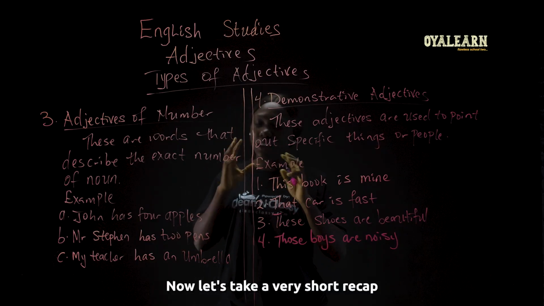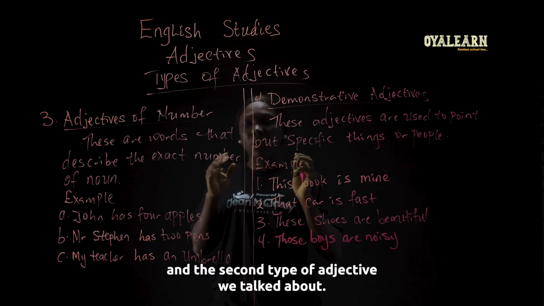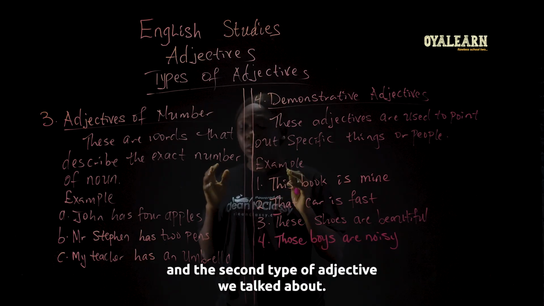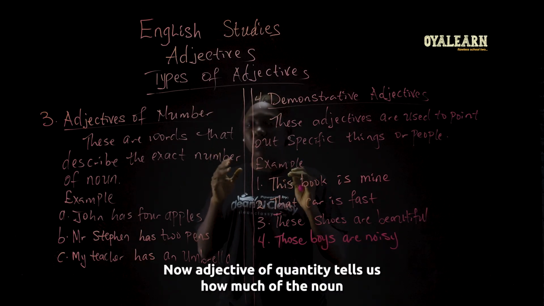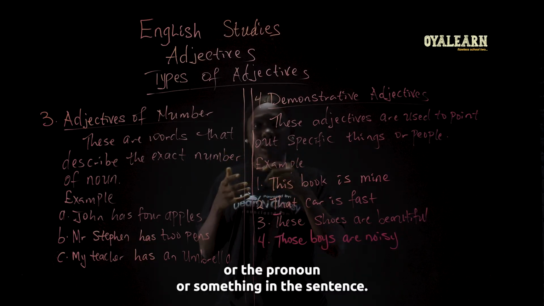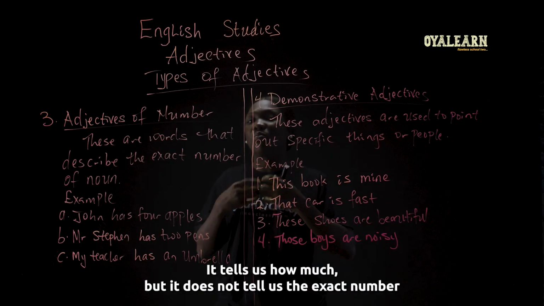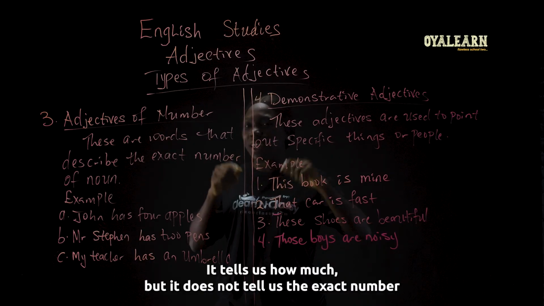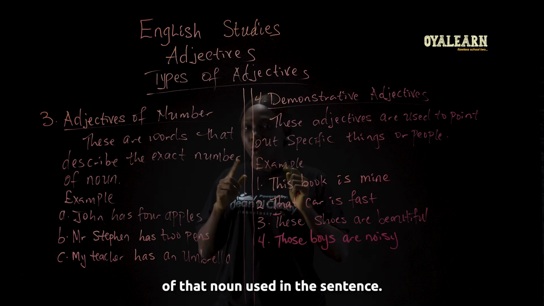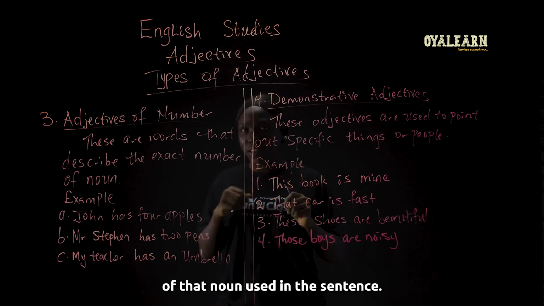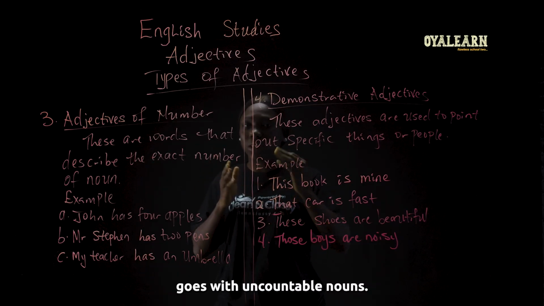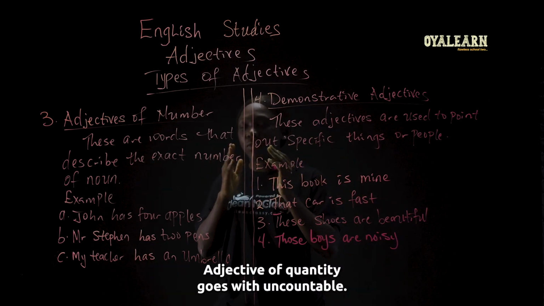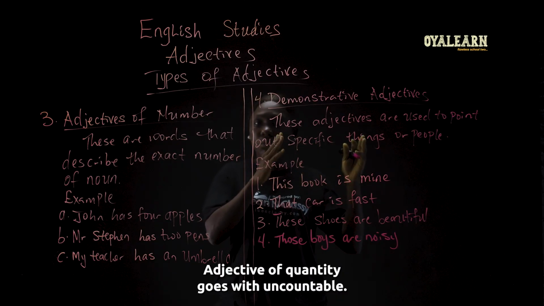Now let's take a very short recap. The second type of adjective we talked about is adjective of quantity. Adjective of quantity tells us how much of the noun or the pronoun in the sentence. It tells us how much, but it does not tell us the exact number of that noun used in the sentence. That is why adjective of quantity goes with uncountable nouns.